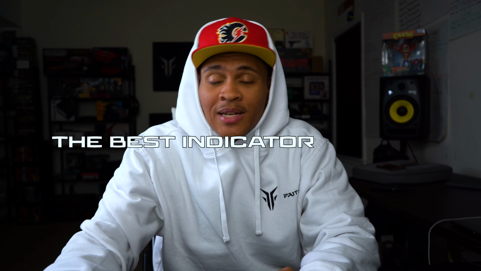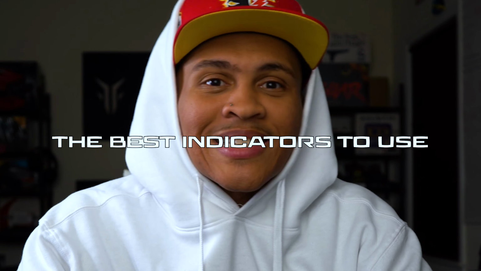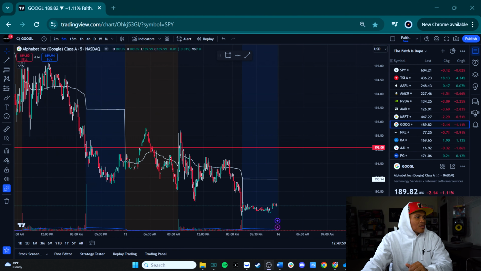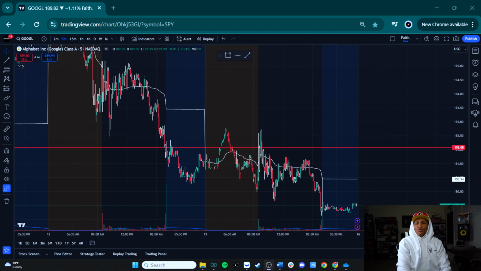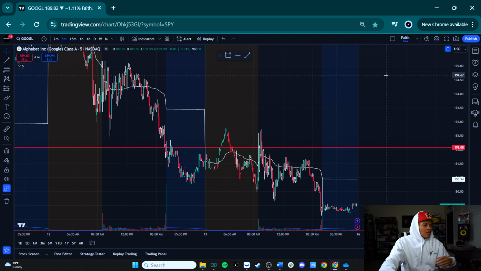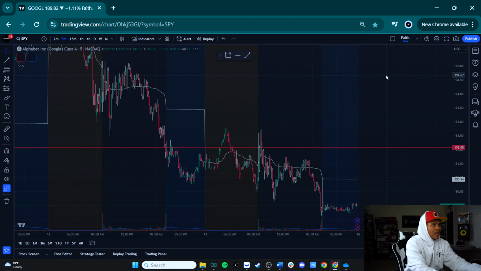All right, so today we will be talking about the best indicators to use, indicators, plural with an S, when trading options. And let's just get right into it. So this is the software that we use whenever we are plotting our levels and taking trades based on our entries and exits. A lot of us use TradingView, and it's just tradingview.com.